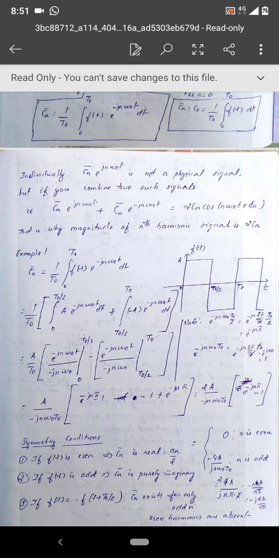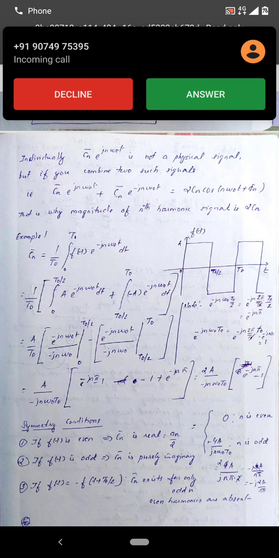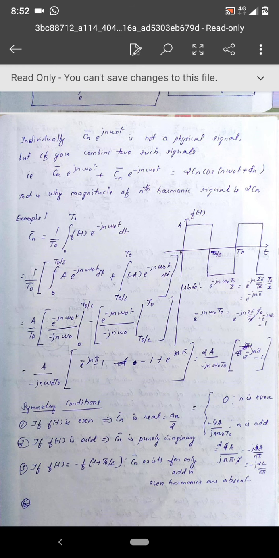I can split this integration into two, because we have two different values in two half periods. The first integration is from 0 to t naught by 2, and in that, instead of f of t, we can simply substitute the magnitude A. What remains is e raised to minus j n omega naught t dt. The next integration is from t naught by 2 to t naught, where the value in that half cycle is minus A, so minus A e raised to minus j n omega naught t dt.